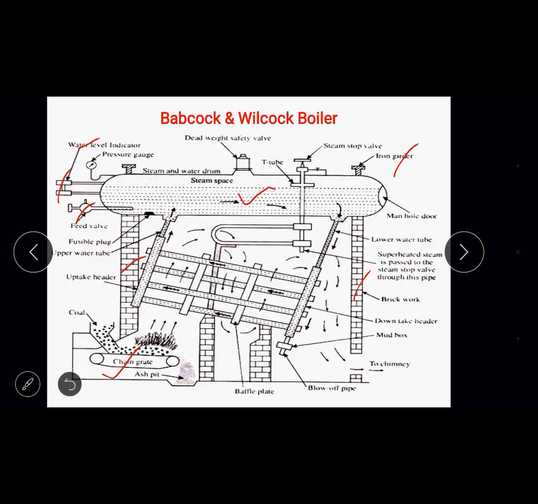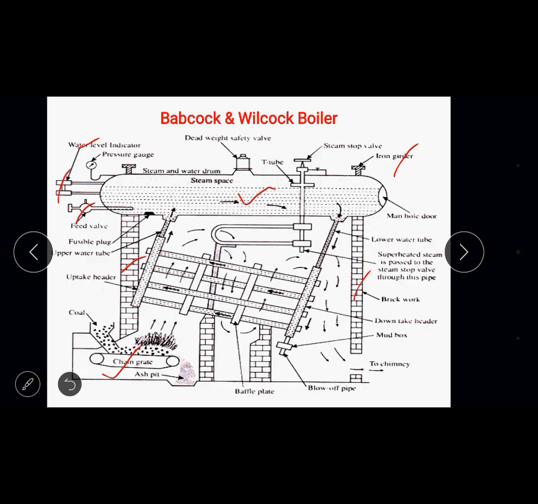Whether it is up to the level or whether it has come down, whether there is a shortage of water. This will be decided through the water level indicator, because it's a very huge shell, so we cannot physically inspect the water level. Therefore, the water level indicator will provide you information on the level of water.